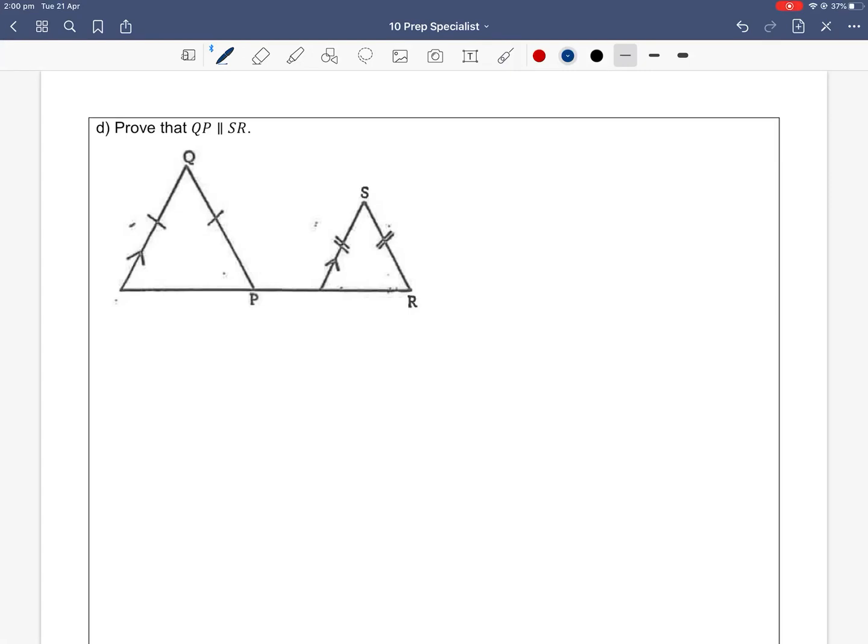Okay, so let's finish off with example D. Example D asks us to prove that QP is parallel to SR. So this symbol here in the middle means parallel to. So let's write down our goal. Our ultimate goal is we want to show that QP is parallel to SR. Well, where is QP? Well, this line is QP and SR is this line.